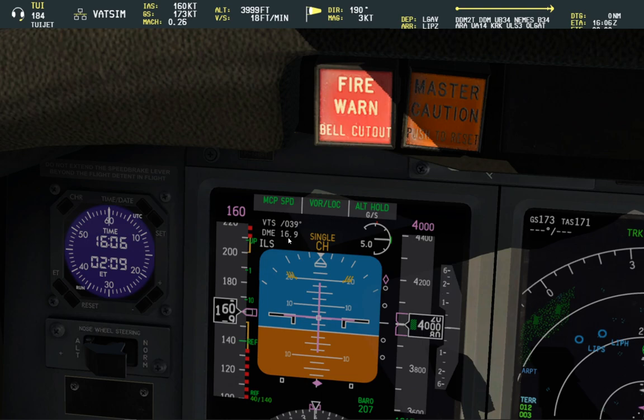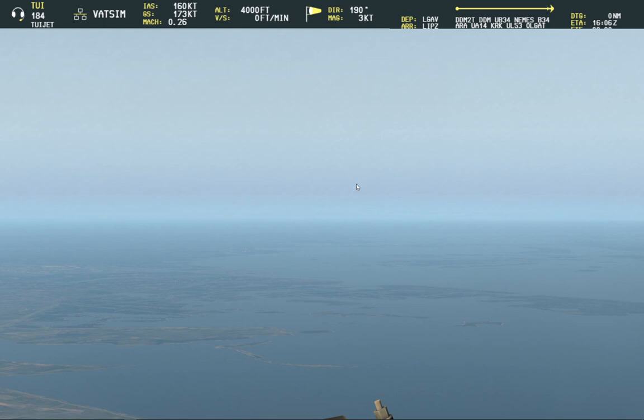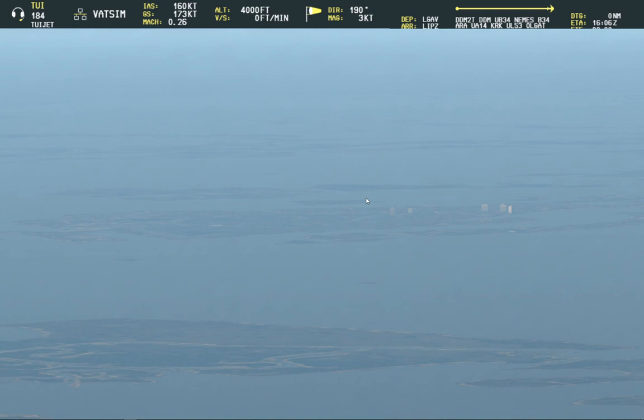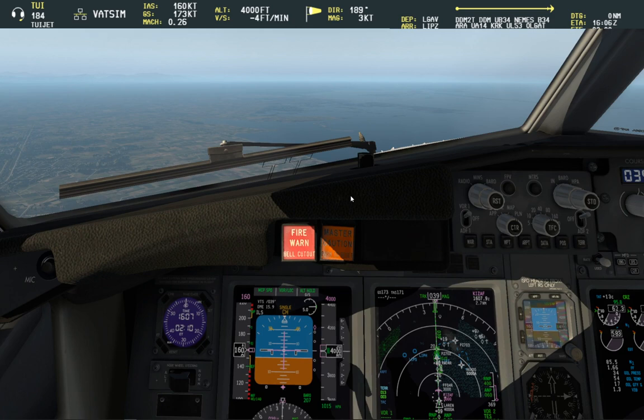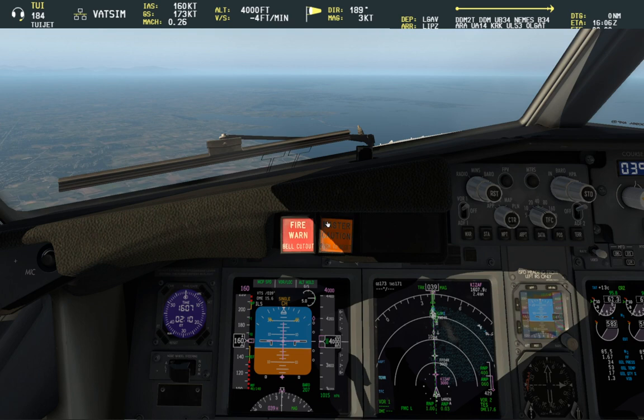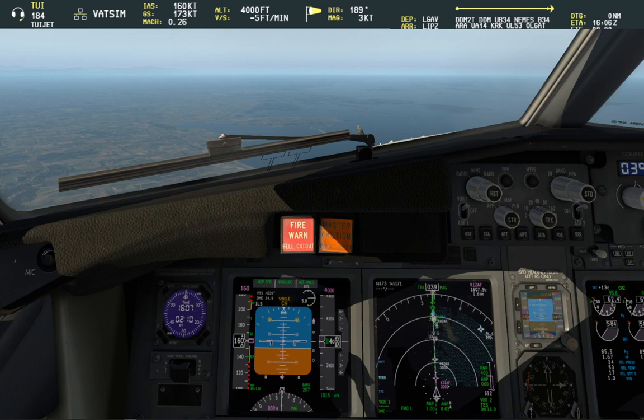Left turn heading 270. Correct, descend 6,000 feet on QNH 1015. 6,000, Mike 016, stand by one. I'll get to you in a second. Glide slope alive.